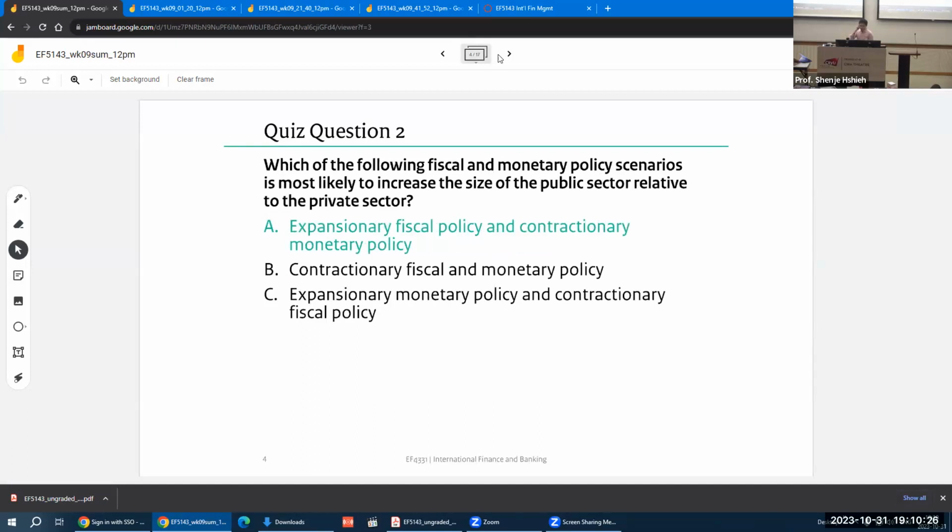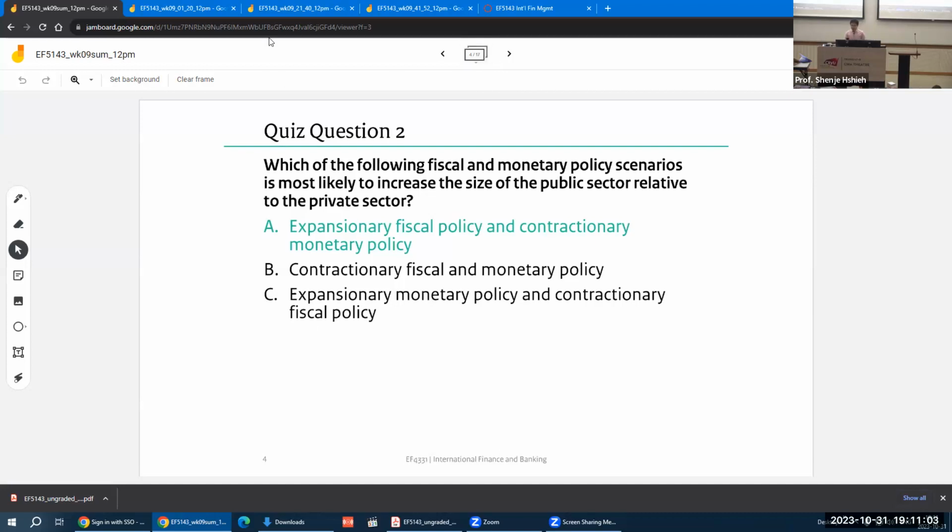Quiz question 2, which of the following fiscal and monetary policy scenarios is most likely to increase the size of the public sector relative to the private sector? So public sector refers to the government and local governments, nonprofit organizations, and so on. The private sector is for-profit enterprises like Google, Apple, Procter & Gamble, whatever. So we just have to think about what kind of fiscal and monetary policy would enlarge the public sector or shrink the private sector. That's how you should be thinking.